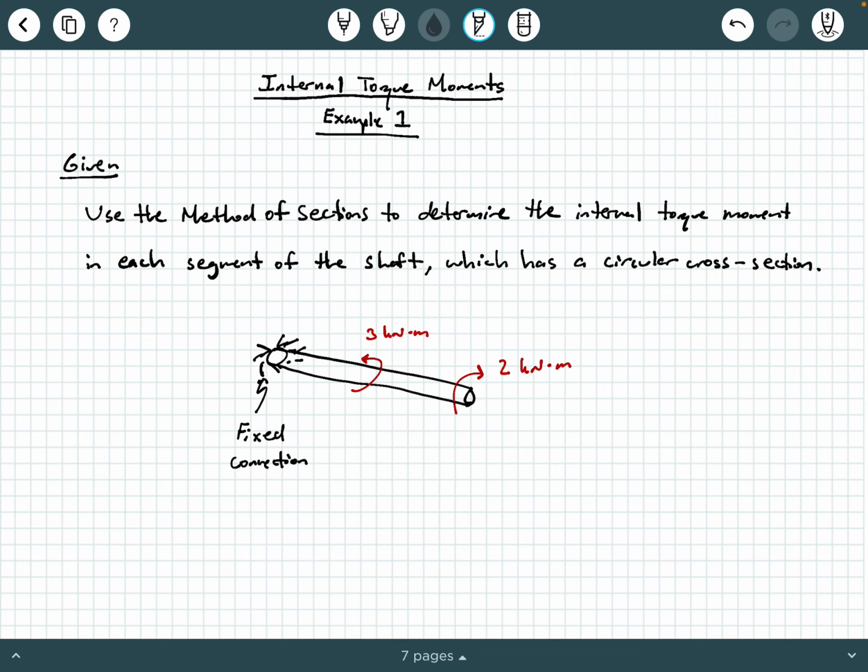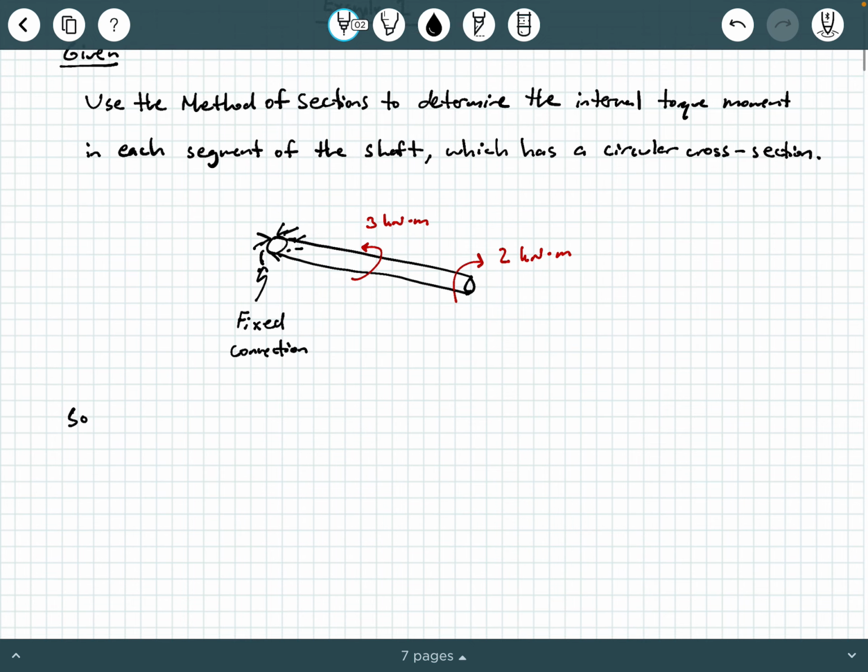Now notice we don't have dimension lines here, so we don't know exactly how long the shaft is or where these torque moments are being applied, but we can still answer the question. So let's get started. We're going to write solution here, and we're going to use method of sections. What we do is we cut a section through each segment after every time something changes along the member. It's the same method of sections process that we've seen before in statics or in other aspects of mechanics of materials.